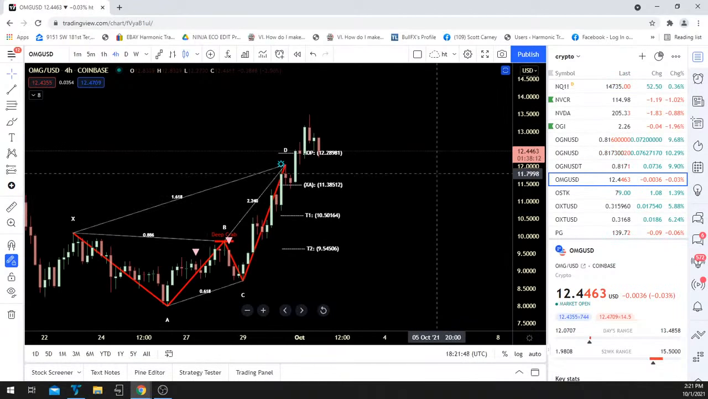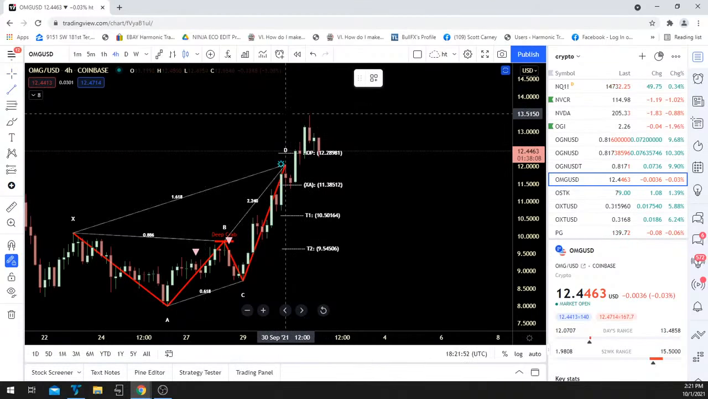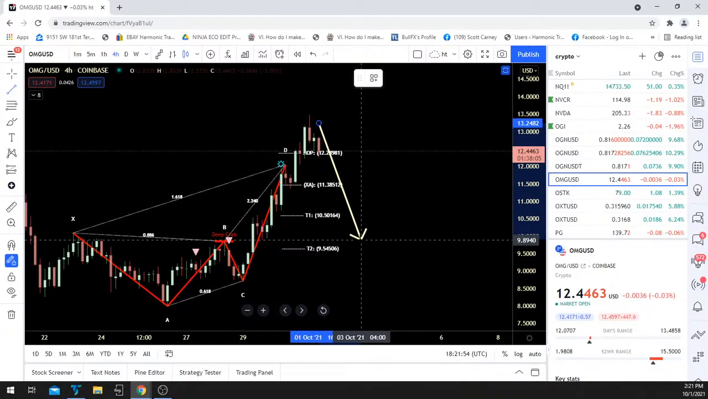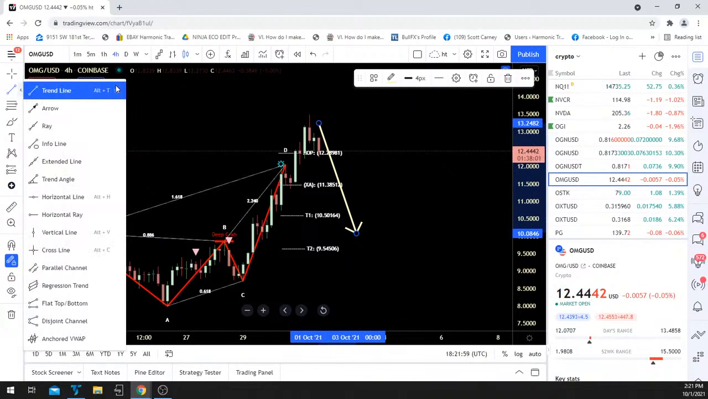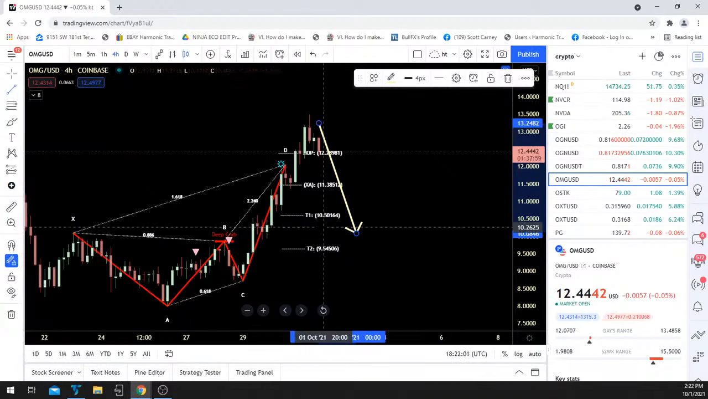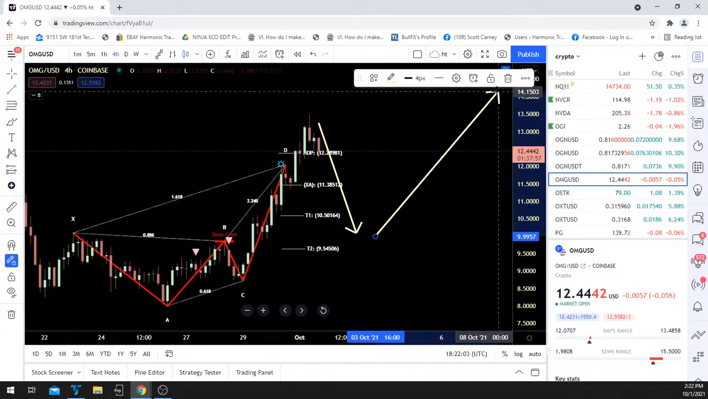Okay. So what I'm saying is look for something like this. This is a 4 hour for OMG. Let that come down to target 1, target 2. I would not be surprised to see a 20%, 25% pullback before going to new all-time highs, something like that.